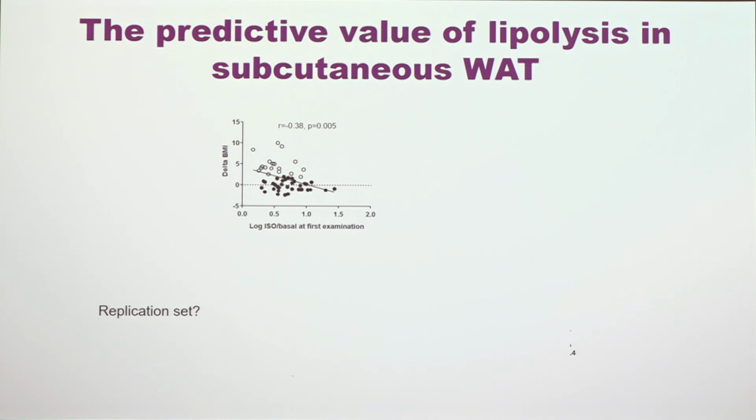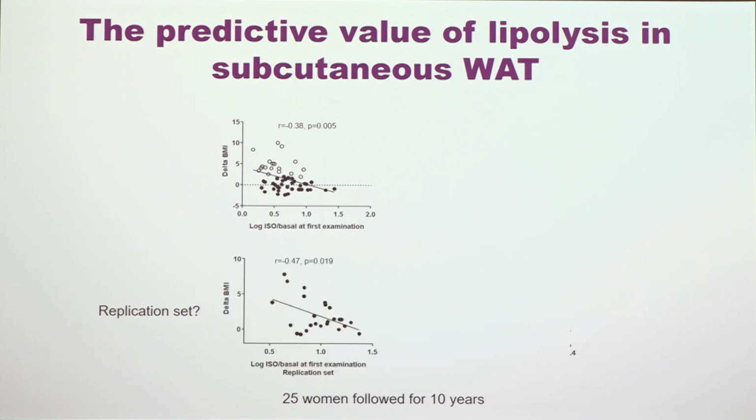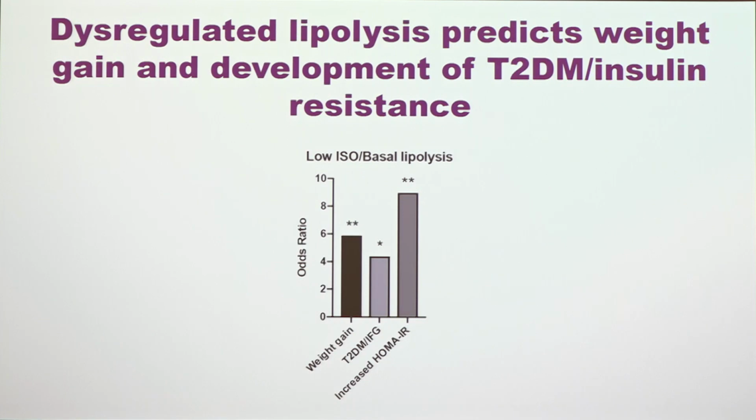Can you validate this in another set of individuals? So I spent most of the Christmas of 2017 looking in our data sets, and I actually found 25 women that we'd followed for 10 years, and where we could see exactly the same relationship. These ladies had nothing to do with the other ones. And we could also see that the lipid age was much older in the ones that gained weight.